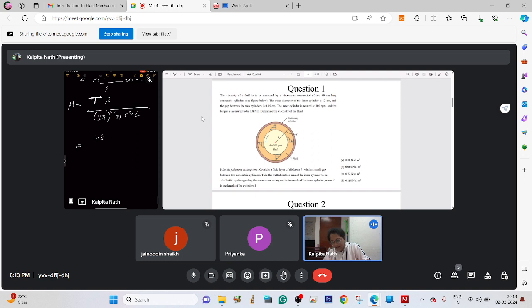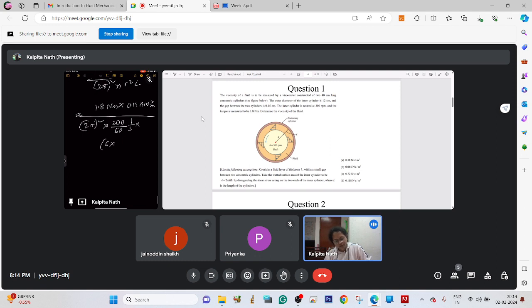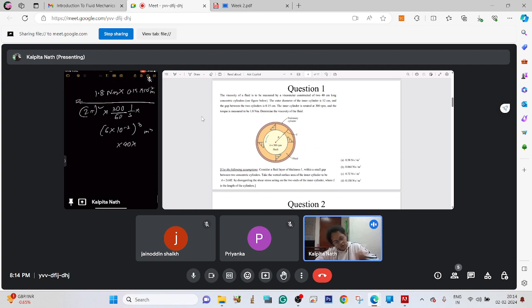So this is 1.8 Newton meter into 0.15 into 10 to the power minus 2 meter, upon 2 pi whole square into 300. This is rotations per minute, so we will convert it to seconds: 1 upon second into 6, into 6 into 10 to the power minus 2 whole cube meter cube into 40 into L, where L is 40, the whole length, into 10 to the power minus 2 meter. If we solve it, we'll get 0.158 Newton second per meter square. That will be option D.